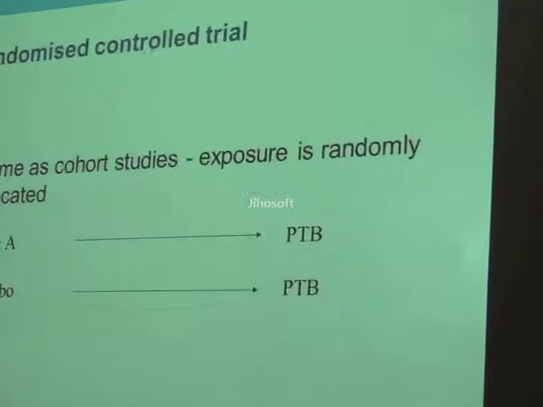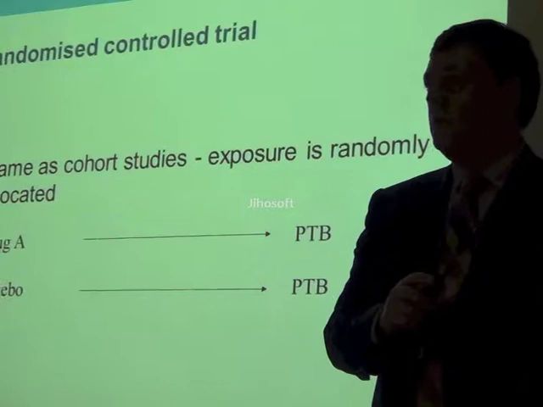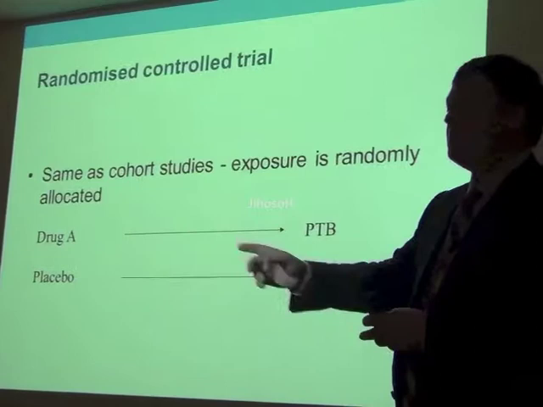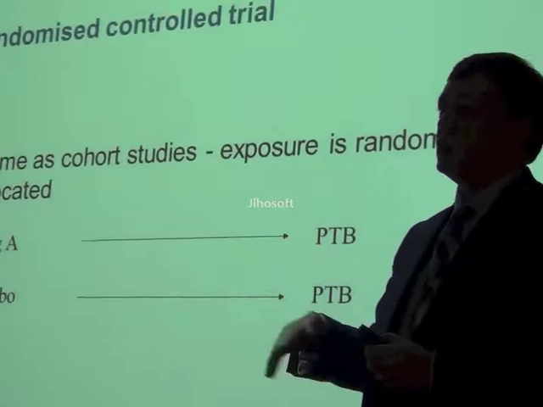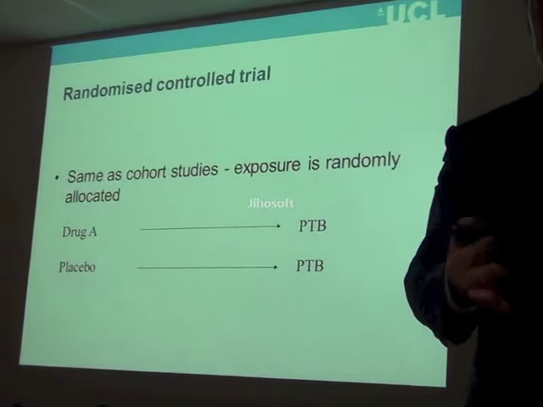And finally, a randomized control trial. Randomized control trials are a form of cohort study, where you're following up the exposure or the not exposure to outcome. But in this instance, you are deciding who is exposed and who is not exposed. But otherwise, it's a form of cohort study. Always prospective, obviously, because you're deciding the exposure.